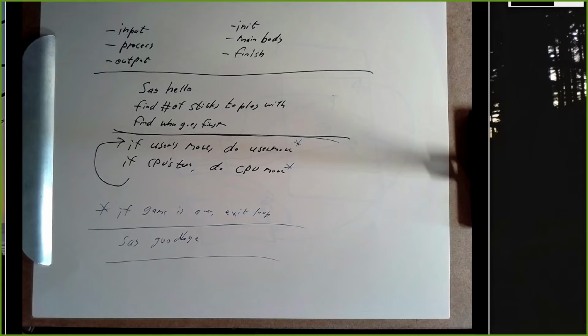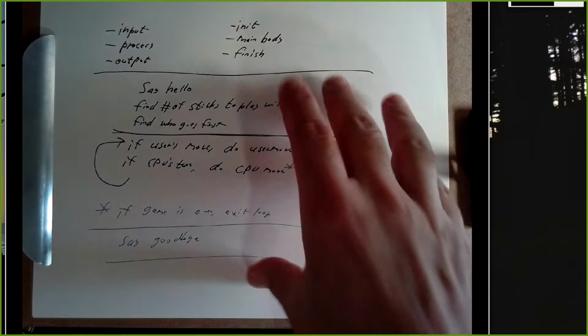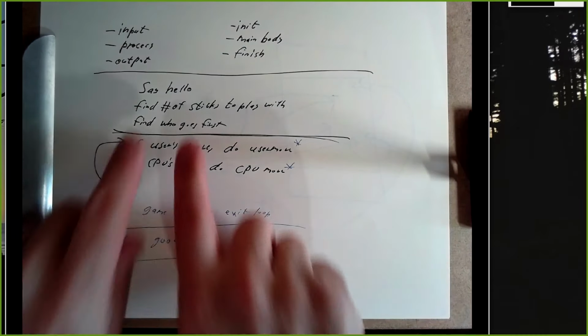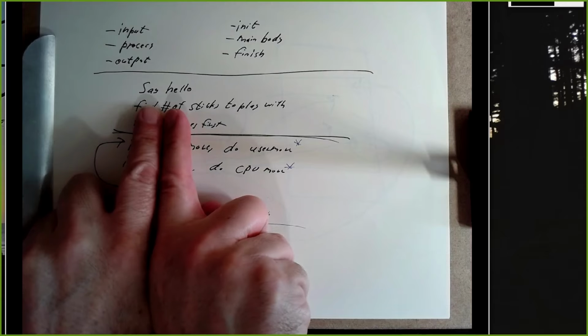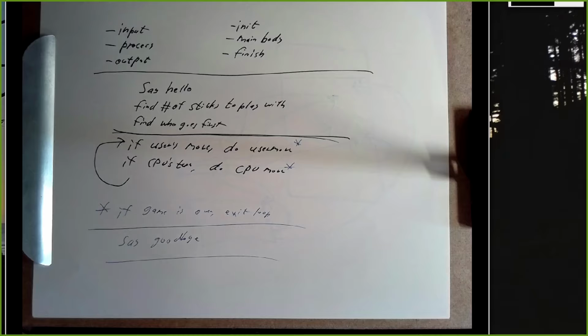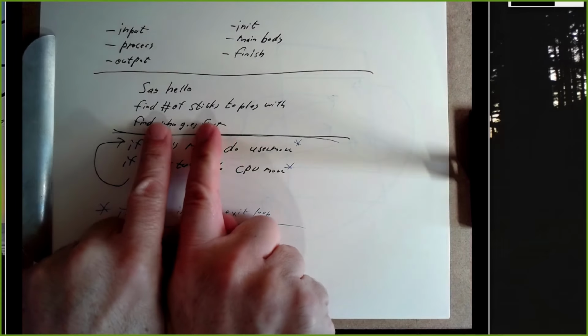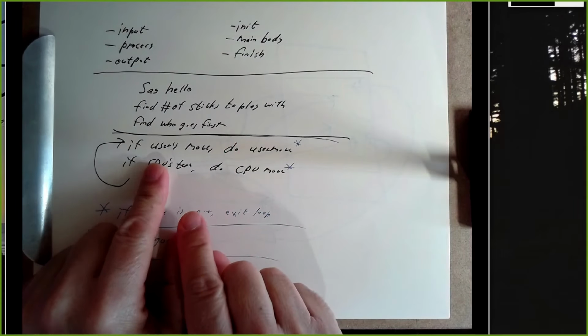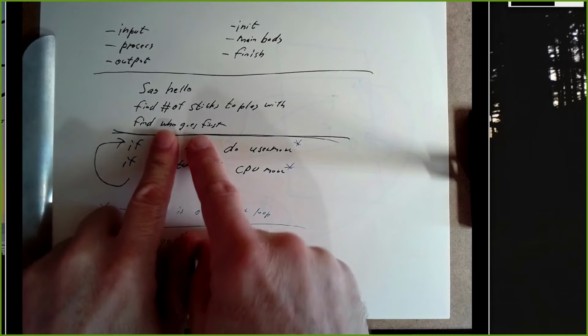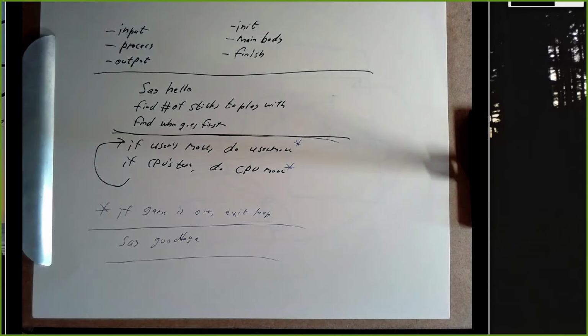So the way you actually implement this can follow the structure of your pseudocode. For example, say hello, that could be a function called say hello, which might have 10 echo statements printing out welcome to my game, blah, blah, blah. Find the number of sticks to play with. We're going to code this up in a second. And so each of these can be a function.